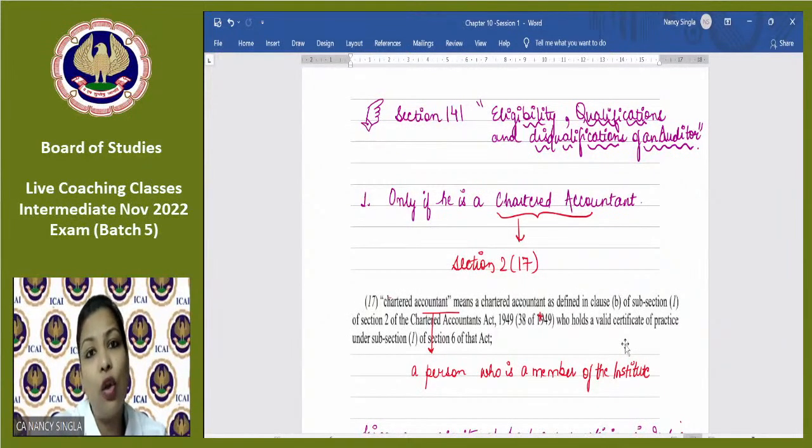It is a totally law-based chapter. You can get any type of question, and any number of questions, from this chapter. Very important chapter. Right. So section 141: eligibility, qualification, and disqualification of an auditor.